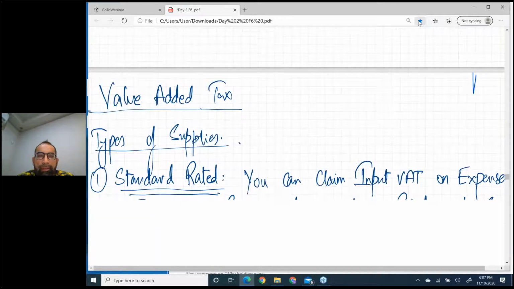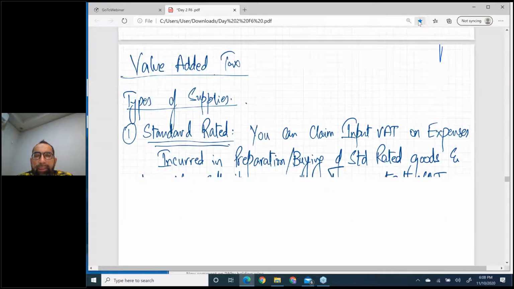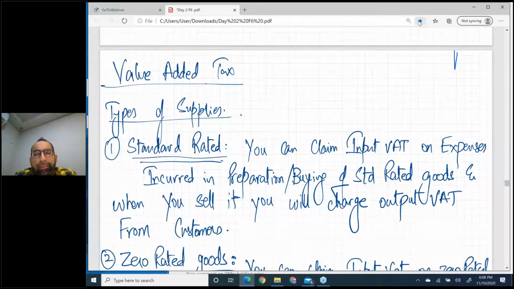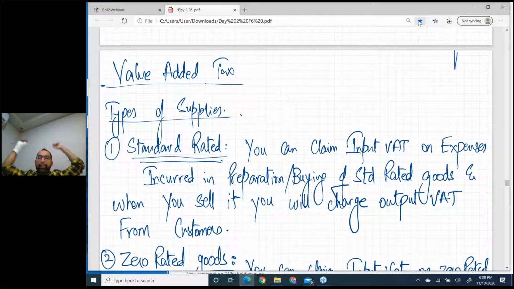Come on. The first thing related to value added tax: this is an indirect tax. You have studied a lot of direct taxes. For direct taxes, the burden is borne by the person who is earning the income. For indirect taxes like value added tax, the burden is borne by the one who consumes, the end user.